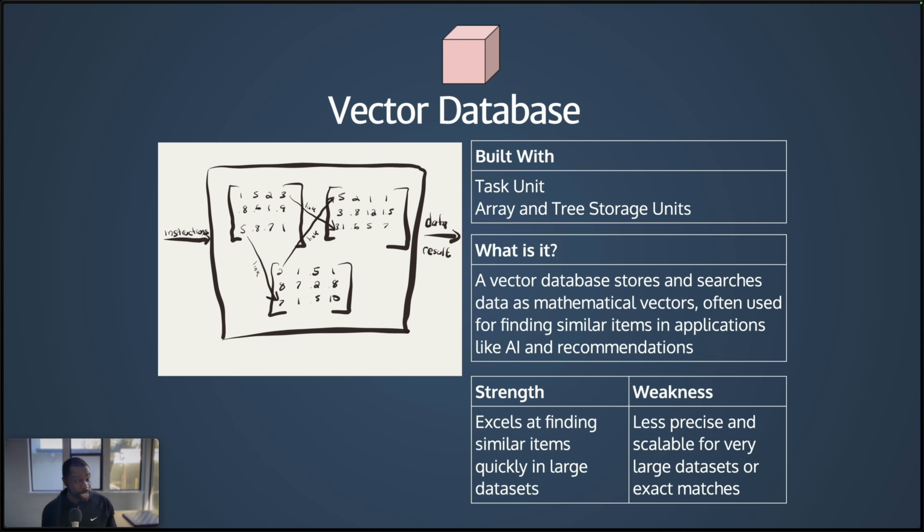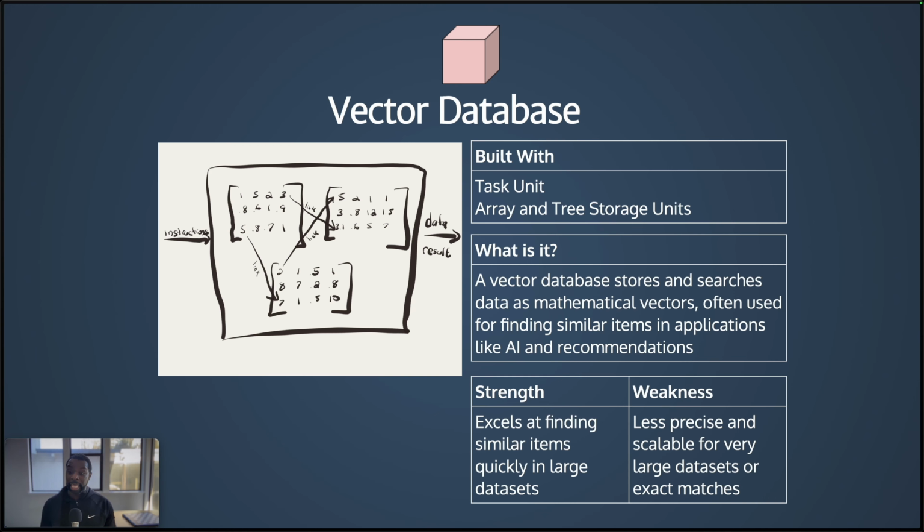Again, everything has its strengths and weaknesses. Even though we may not know all of the advanced mathematical equations happening here, we can understand strengths and weaknesses just like with relational databases. The strength is that it excels at finding similar items quickly in large data sets. If you have a big data set and ask what items are similar to each other, it finds them very quickly, and that can be returned and used in the rest of the system. But the weakness is it's less precise and scalable for very large data sets or exact matches.